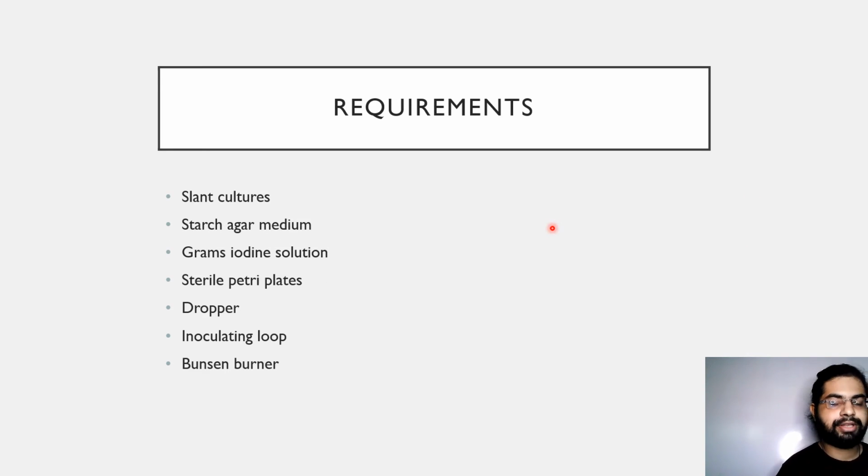Now the requirements: we need slant cultures, starch agar medium, Gram's iodine solution, sterile petri plates, a dropper, an inoculating loop, and a Bunsen burner.